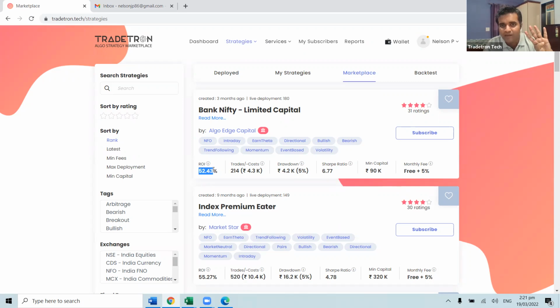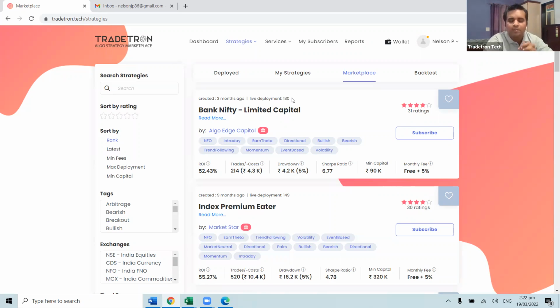First one is ROI, second one is Sharpe ratio, third one is the number of live deployments, and the fourth one is the total assets under management. So the more people deploy your strategy and get better returns, automatically your strategy starts showing up on the top of the marketplace. Is that clear? And if possible, can you briefly explain what is Sharpe ratio? Because I'm a little bit confused on that.